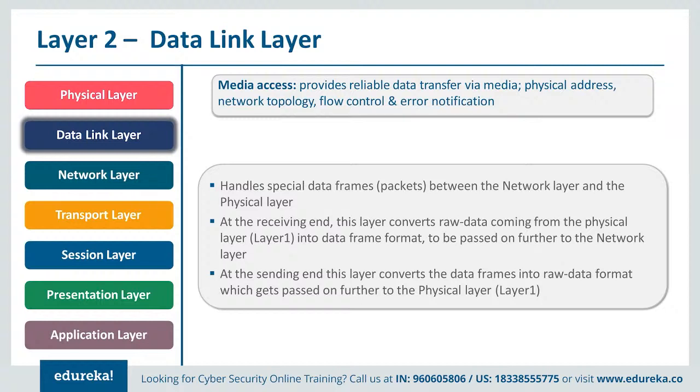Frames and packets are just a smaller size, I mean, broken down information. If the hello message carries around 24 bytes or 16 bytes, for example, the packet breaks the hi message into two different packets. So every 8 bytes have a packet, and in the data link layer it will be further broken down into smaller segments, and it's in the frame relay. The data link layer provides reliable data transfer via media, physical address, network topology, flow control, and error detection.